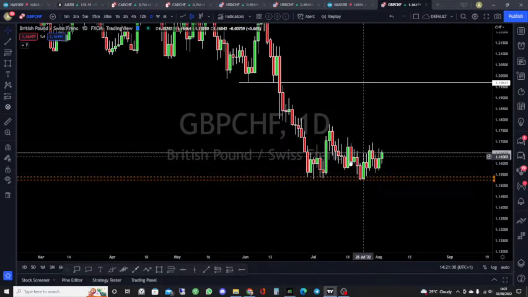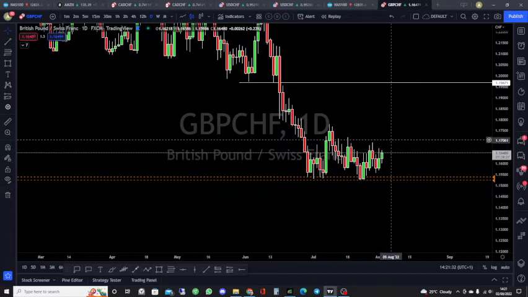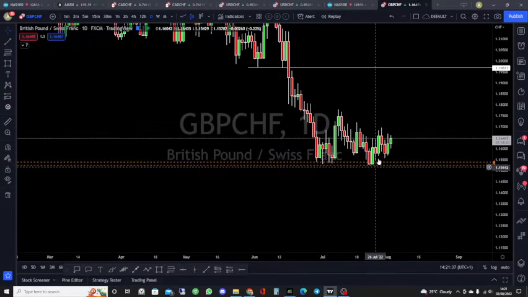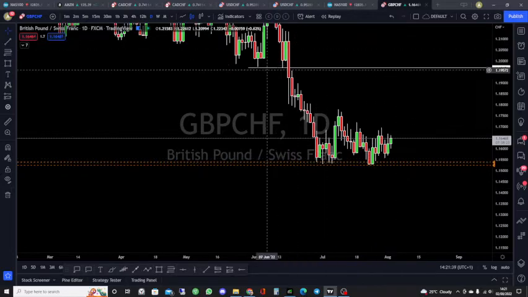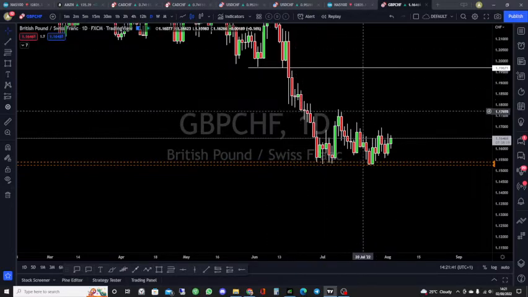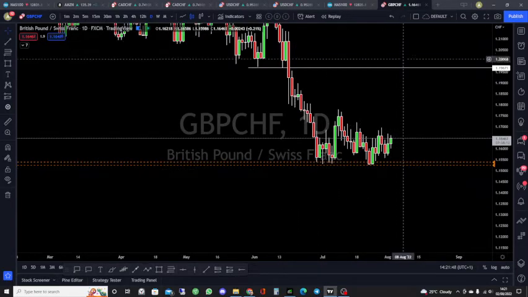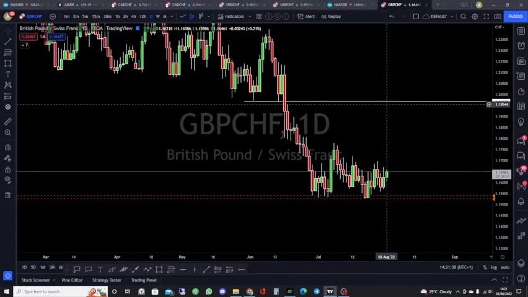Pound Swiss franc. I was thinking about longing this one. I actually took a long, but the price is still going around in circles. If it comes down near these lows, then it's good to take a trade and aim for this, because this one is way oversold. And if it takes these lows out, then it's good. It would be really nice to take a trade from down here all the way up there. I think this is going to happen, but it's going to take time.